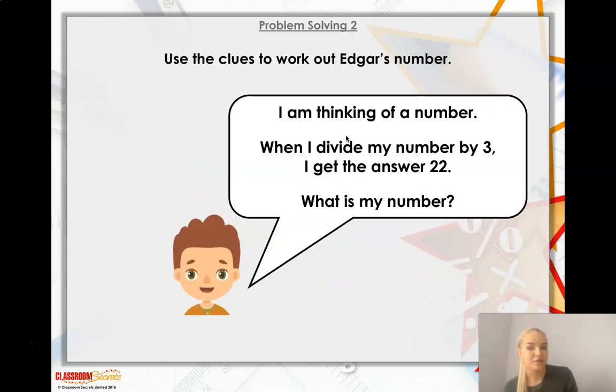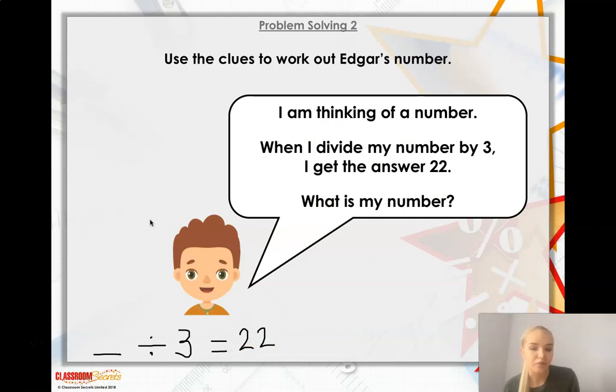Final one here, then we're going to use the clues to work out Edgar's number. So Edgar says, I'm thinking of a number. When I divide my number by 3, I get the answer 22. What is my number? Now we can start by writing this out using the numbers that we do know. So we could write this out, excuse my poor handwriting using a mouse. We know that something divided by 3 gives us the answer of 22. Now Edgar's already told us this information, but we're just laying it out in a way that we know.